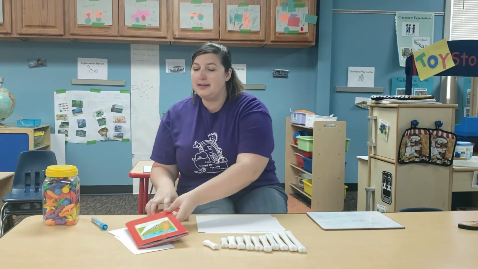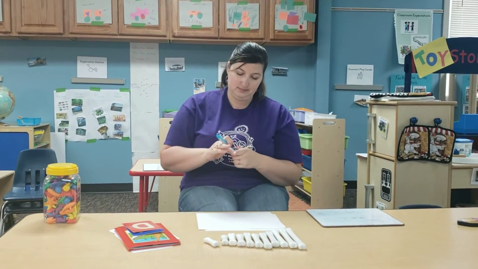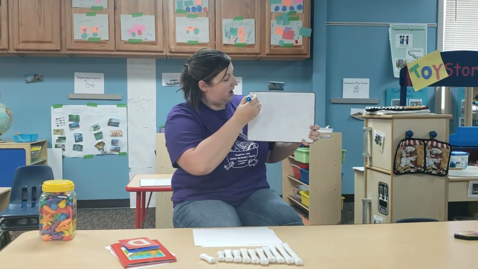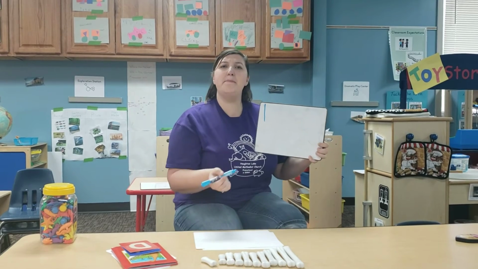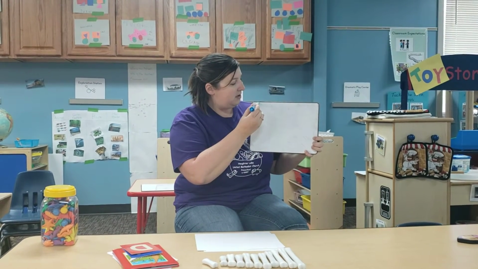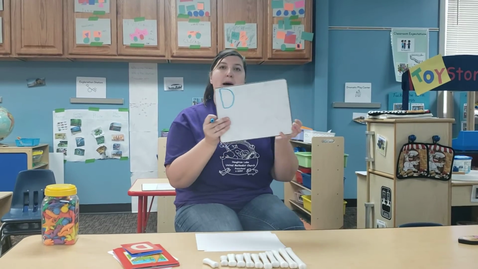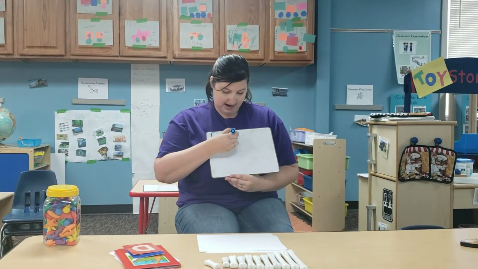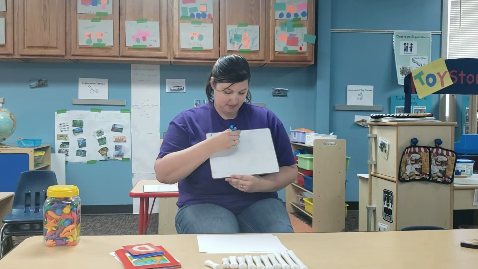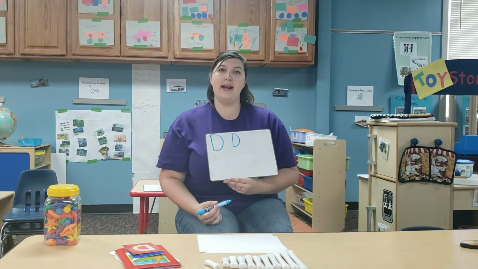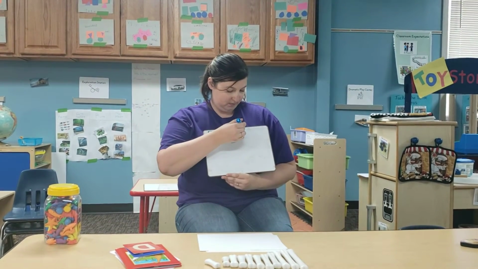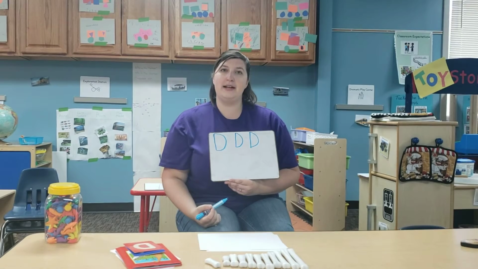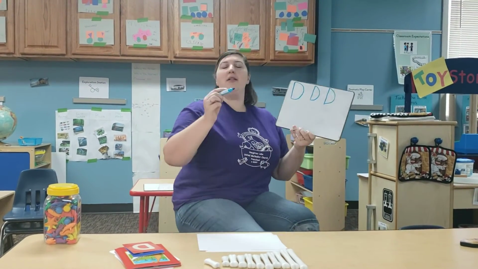All right, let's practice writing some D's. For the uppercase D, we make a long line down, and then we're going to make a big curve and connect them. We start at the top, go around, and connect it to the bottom. It's not a circle. It's just a big curve. Big line down, start at the top, come around, and connect them. One more. Big line down, start at the top, and connect them.